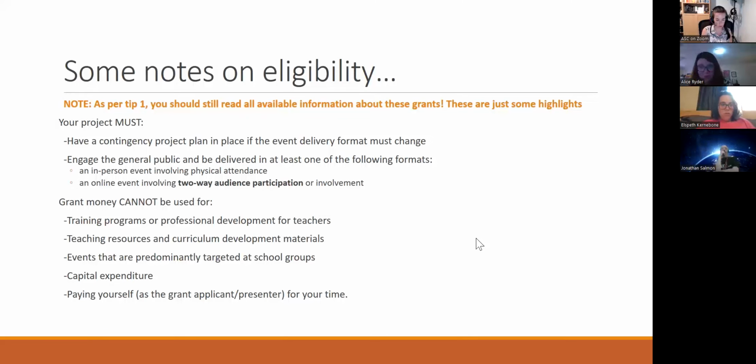You also can't spend the money on capital expenditure, which is buying things that you get to keep, things like video cameras or laptops or cars. Probably not going to buy a car, but you can't buy capital things. And you also can't pay yourself as the grant applicant or presenter for your time. So if I want to take the Sex on the Beach Science Show on the road to Bega and Cooma and Merimbula, unfortunately, I can't pay myself for my time to call up the venues and to write a new show and to present it.